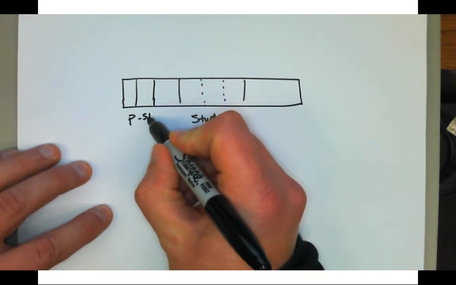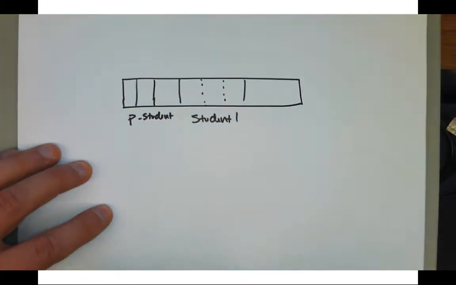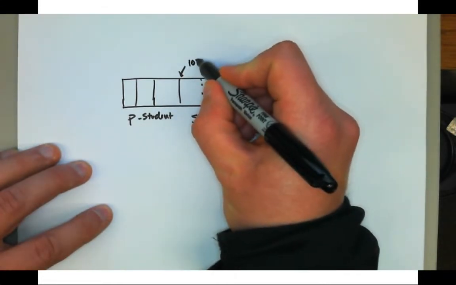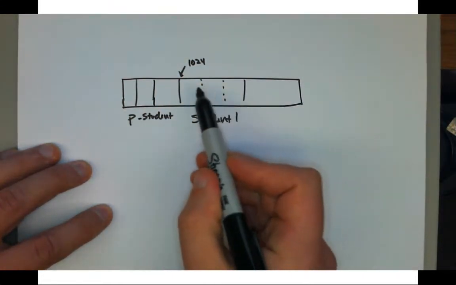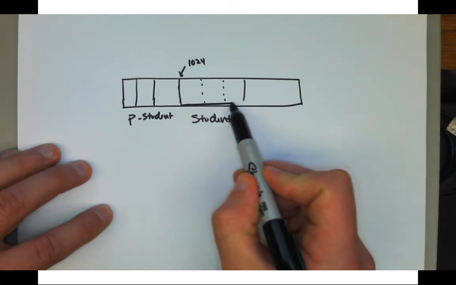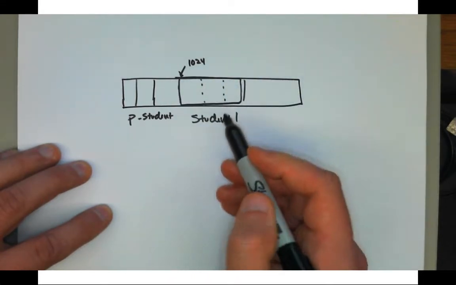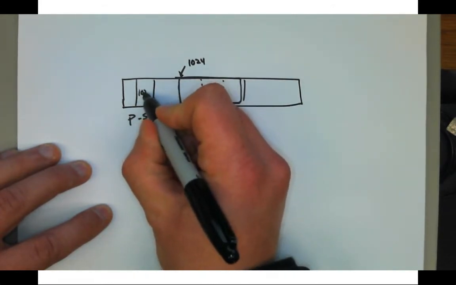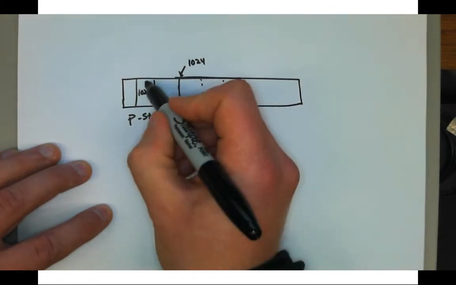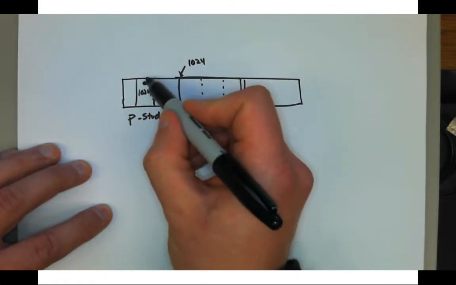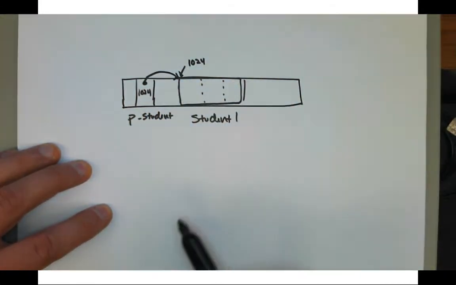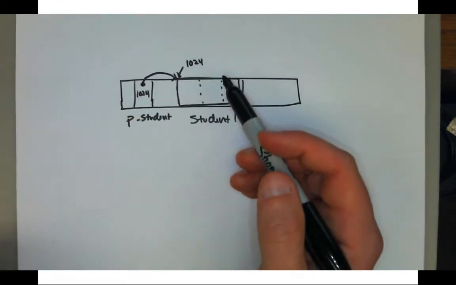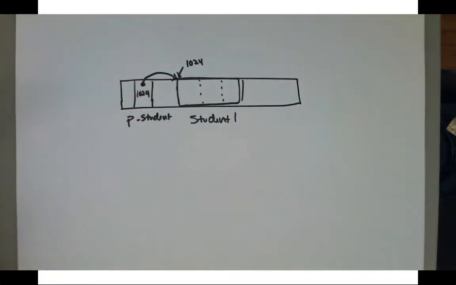So we could have this variable called pstudent, and it would hold the address of some object. So let's say this student object just happened to land at the physical address 1024. We could store the address of that object inside here. And the way I like to picture this is I like to picture the pointer actually pointing to an object.